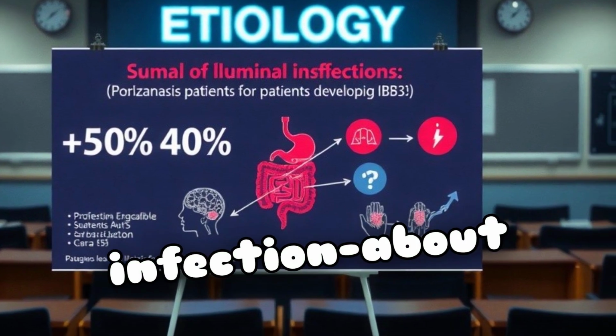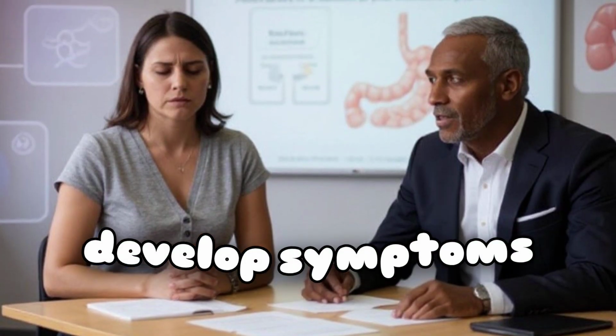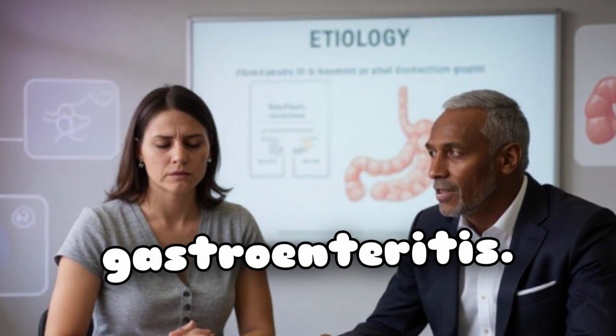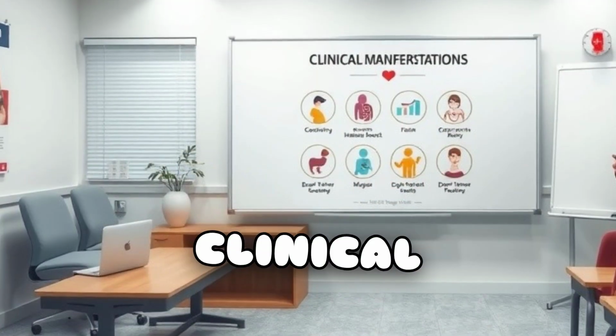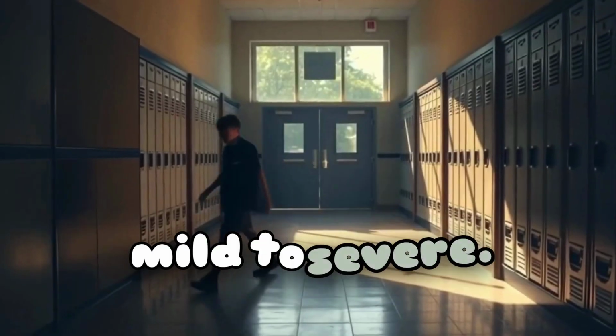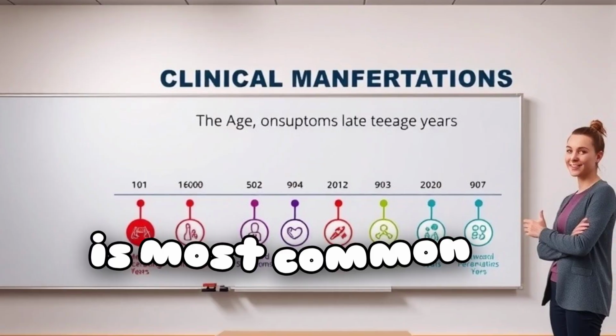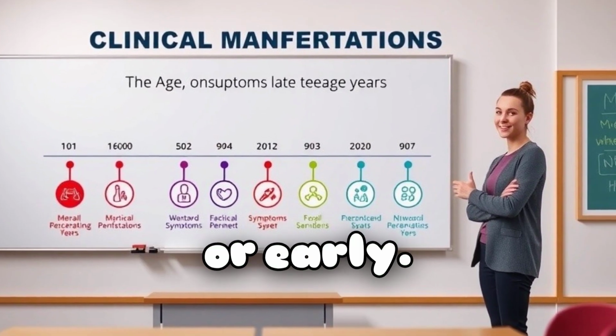Four: luminal infection. About 10 to 20% of patients develop symptoms of IBS following gastroenteritis. Clinical manifestations. Symptoms may range from mild to severe. IBS can start at any age, but is most common in late teenage years or early adulthood.